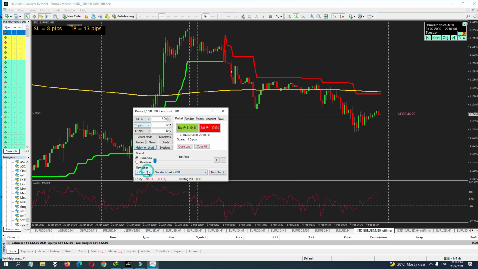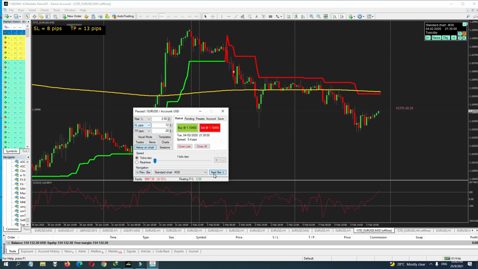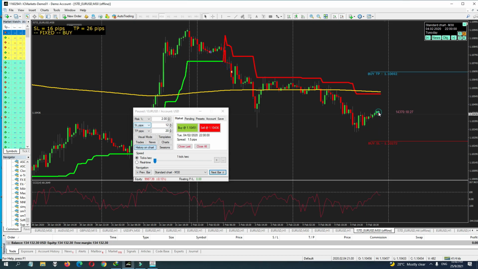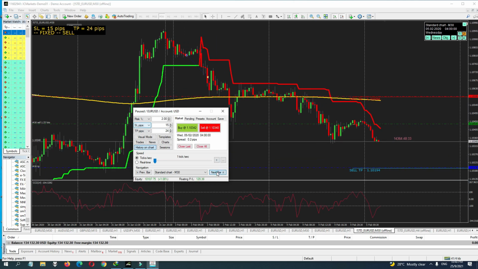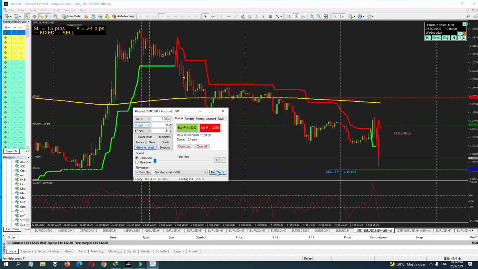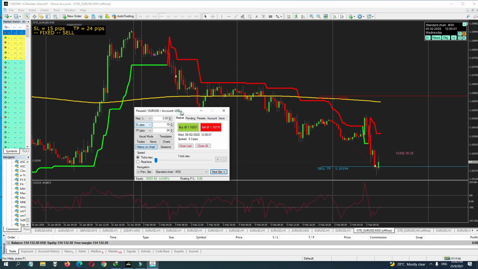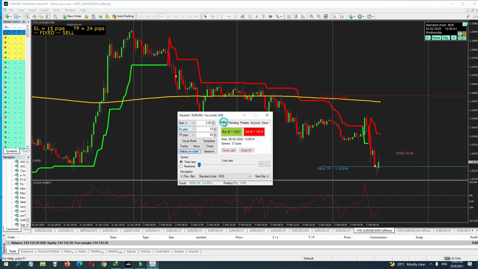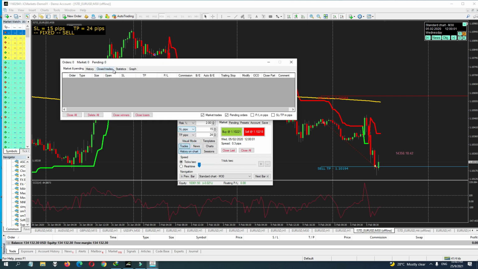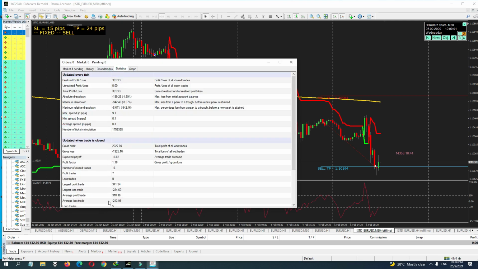We have a sell here. It goes above 100 and below that, so we sell here. So far we're making 300 bucks. First, let's see how many trades we had. 16 trades. 7 profit trades, 9 loss trades. So I'm going to test this 100 times and we'll see if this is profitable.